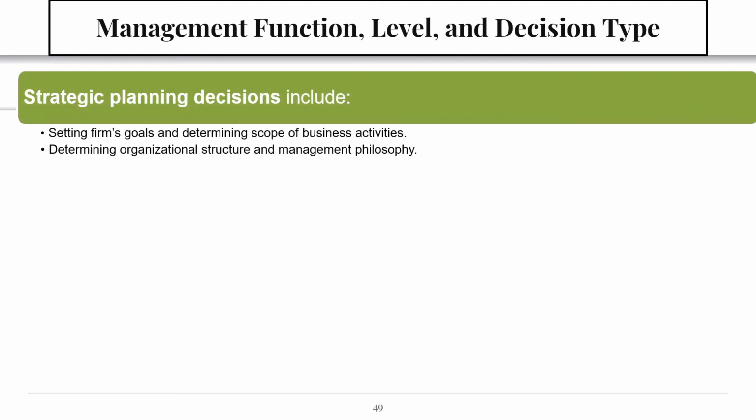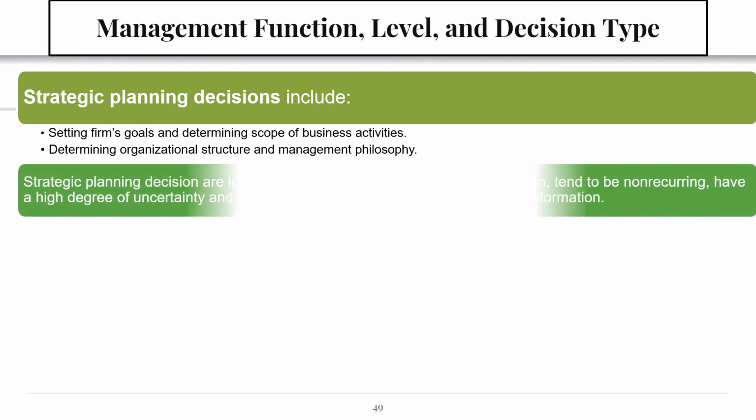It's important also to discuss the management functions, the levels of management, and the decision types. So, talking about the management function types, we should first understand the strategic planning decisions. The strategic planning decisions include setting the firm's goals and determining the scope of business activities, as well as determining the organizational structure and the management philosophy. This is at the strategic planning level.